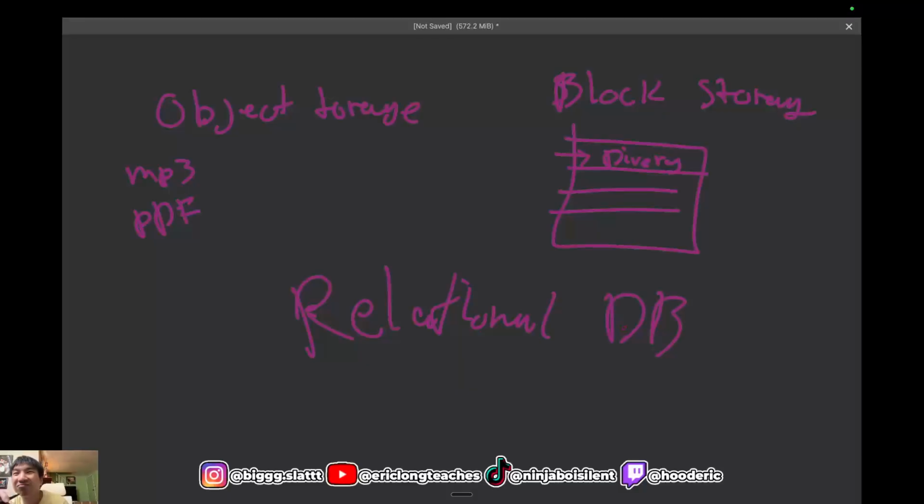What else was there? I guess there are the ACID principles. But I think we're swaying outside of system design. That's kind of like database management.